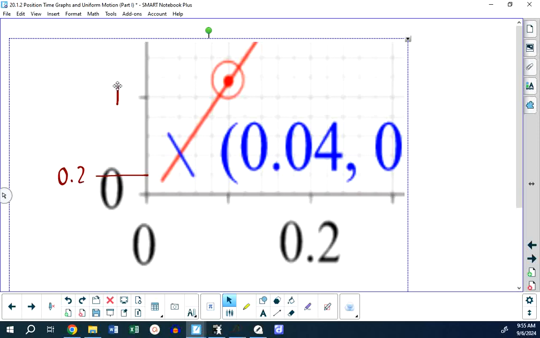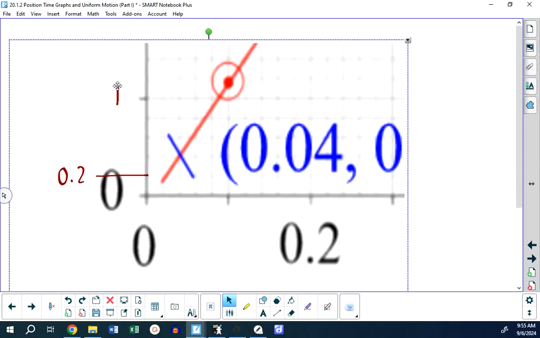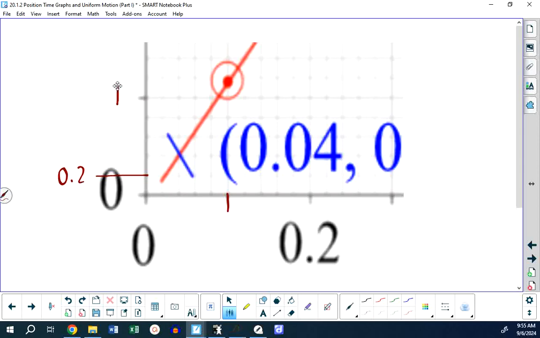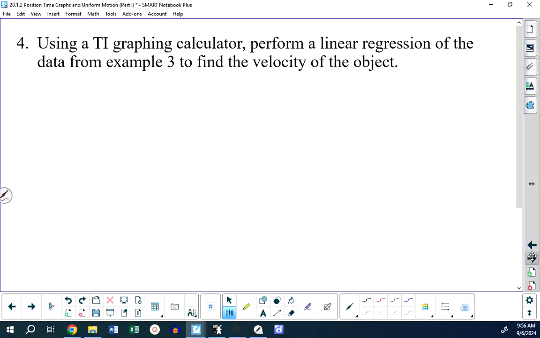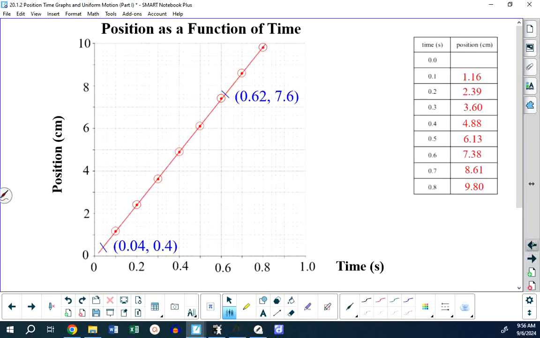The same thing goes here. If this is 0.1, and it's gotten faded out because I've blown it up, then this would be 0.02, 0.04, 0.06, 0.08, 0.1. So anyway, these are my 2 data points.